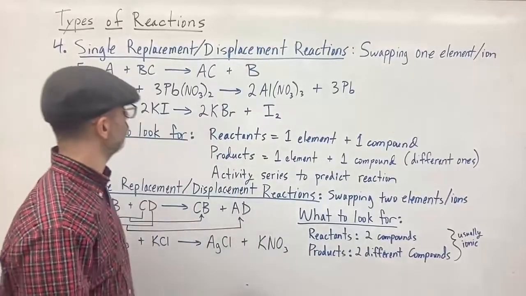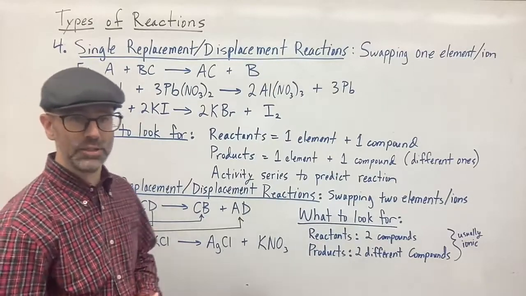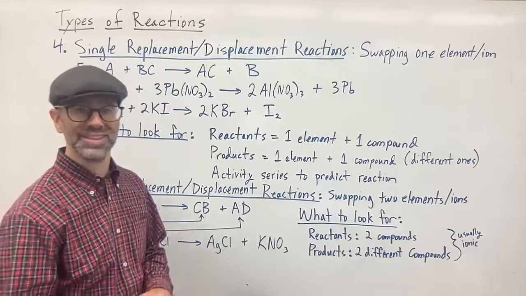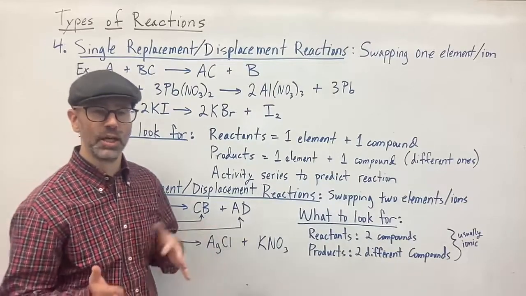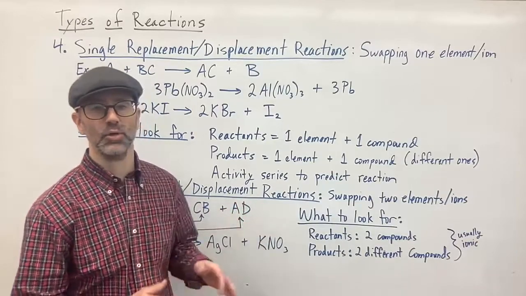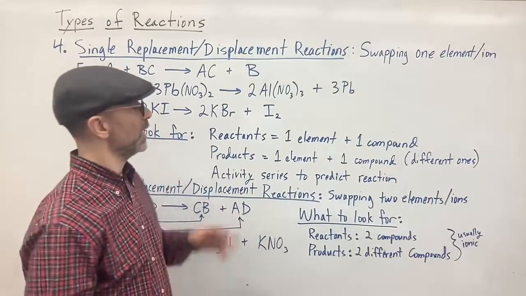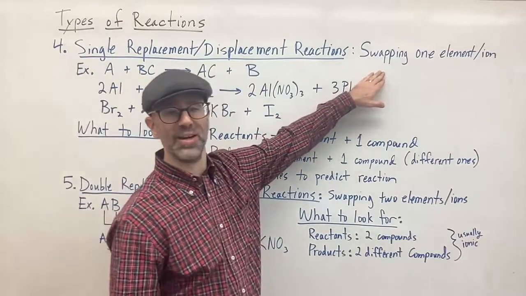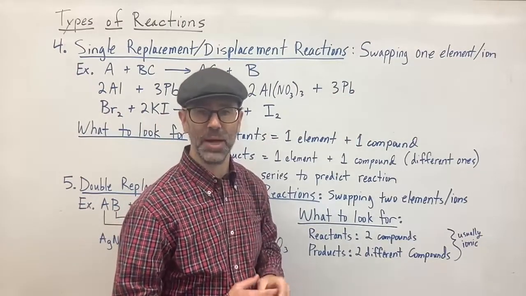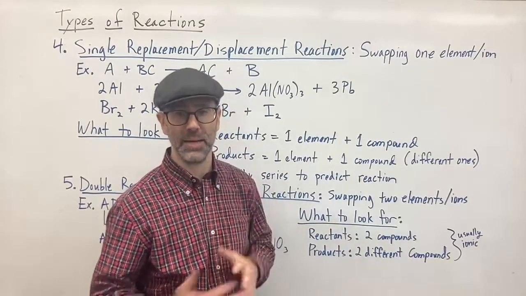Okay, and we're back. So here are the other 2 categories of reactions. So the 4th one is single replacement or single displacement reactions. You could see them called either way. Sometimes they're called single replacement reactions or single displacement reactions, but they refer to the same type of reaction. And this is where you are swapping one element or ion for another element or ion in a compound. And the ion could be a single monoatomic ion or it could be a polyatomic ion.